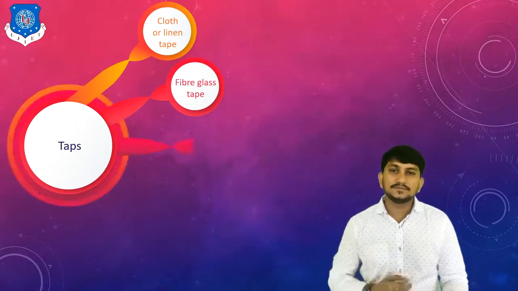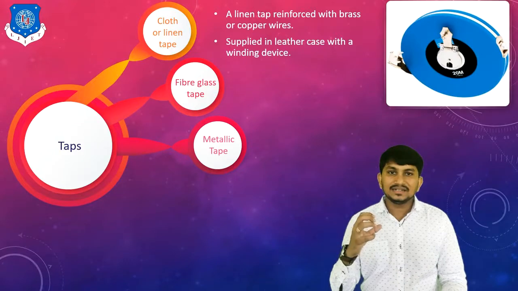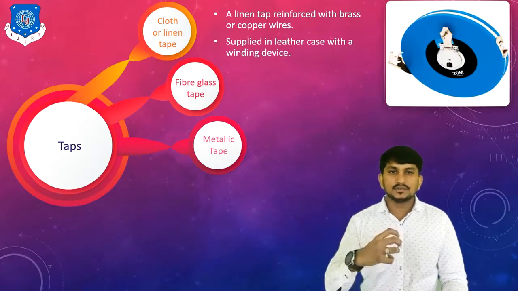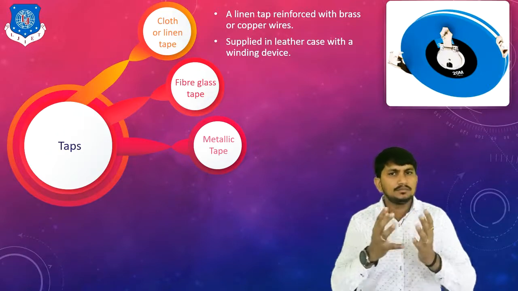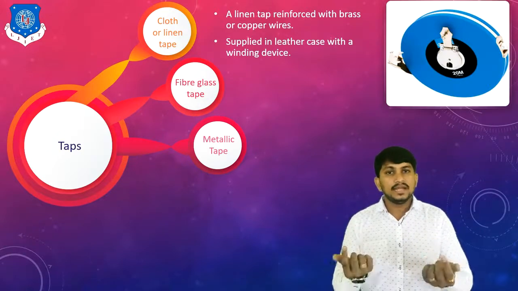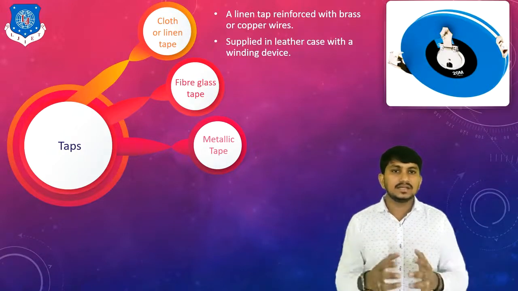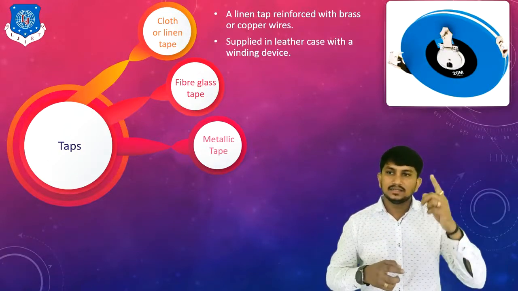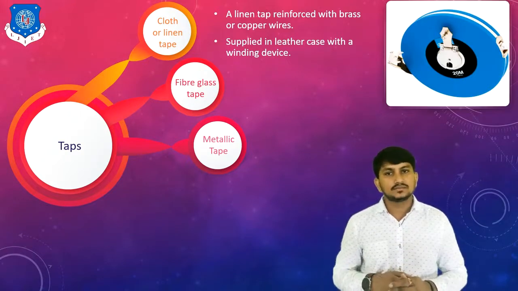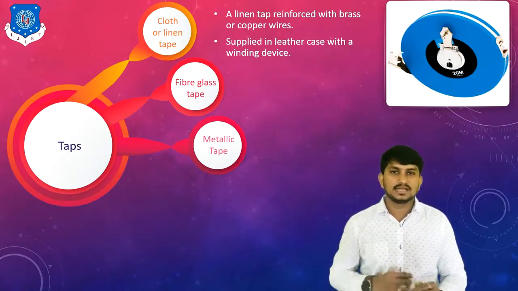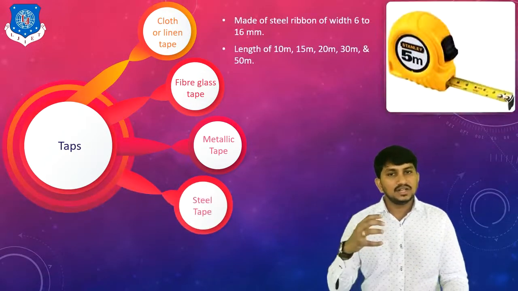Now, next type of tape is metallic tape. A linen tape reinforced with brass and copper wires is called as metallic tape. So, it's one type of linen tape including metallic wires. It is supplied in leather case with a winding device. This is called as metallic type of tape. It is stronger than cloth tape and fiberglass tape.